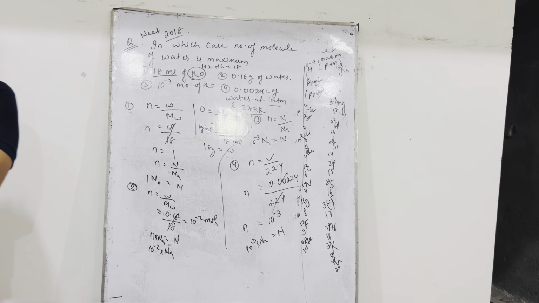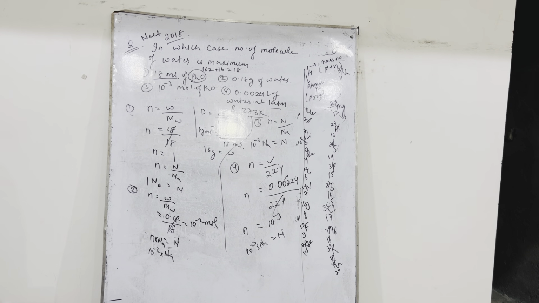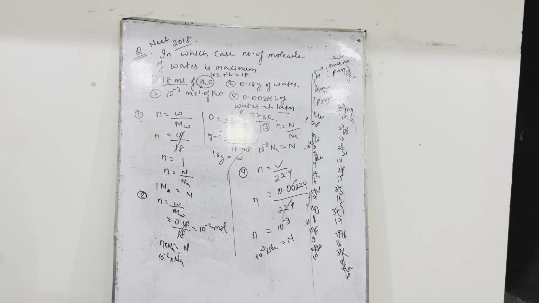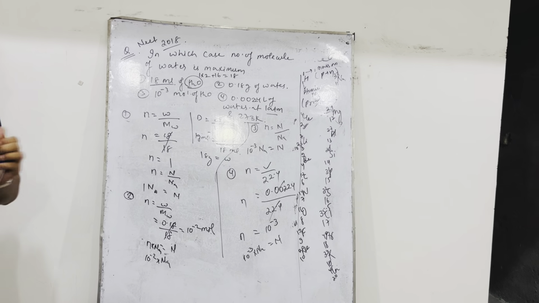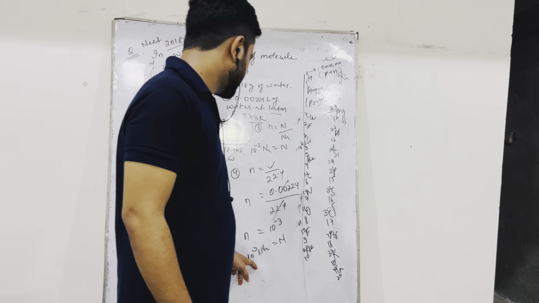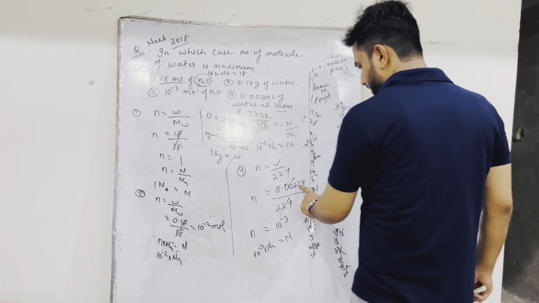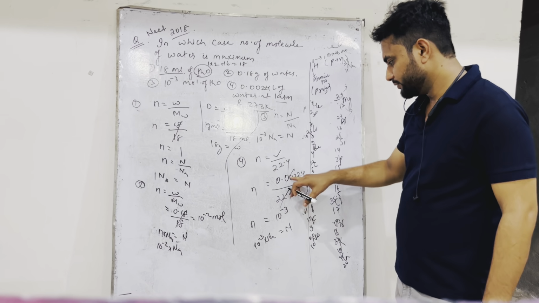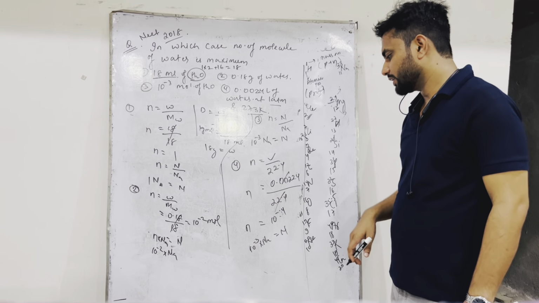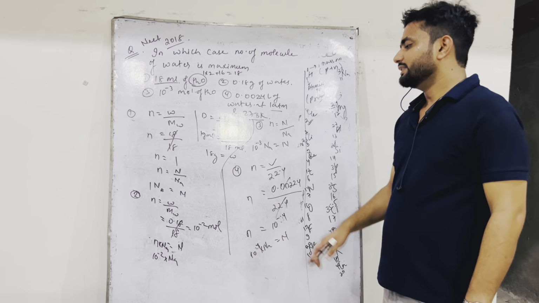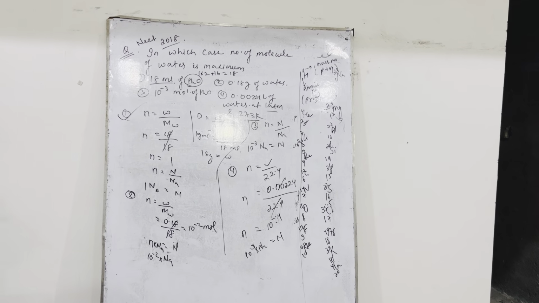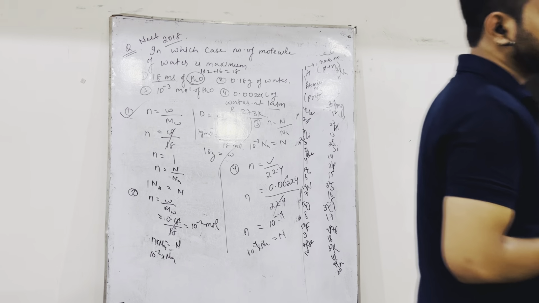Now tell me which has the maximum number of molecules. In the first case, what is the answer? The first is 1 Na, second is 10 to the power minus 2 Na, third is 10 to the power minus 3 Na, and the last is 10 to the power minus 4, which is too small. So the correct answer is the first, 1 Na. Okay, this question belongs to NEET 2018.